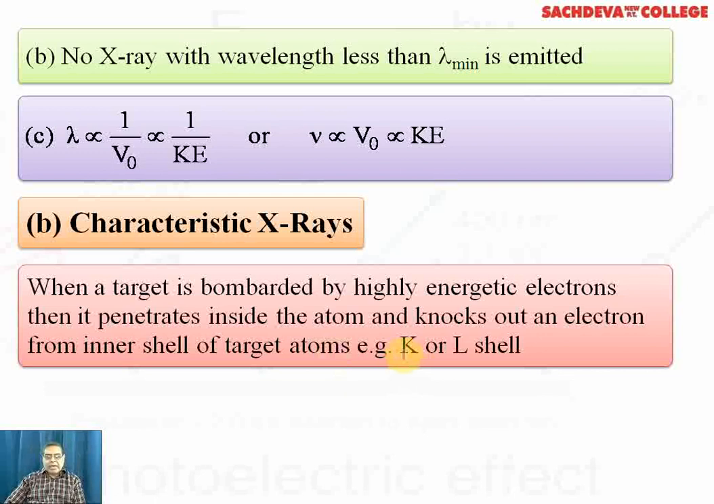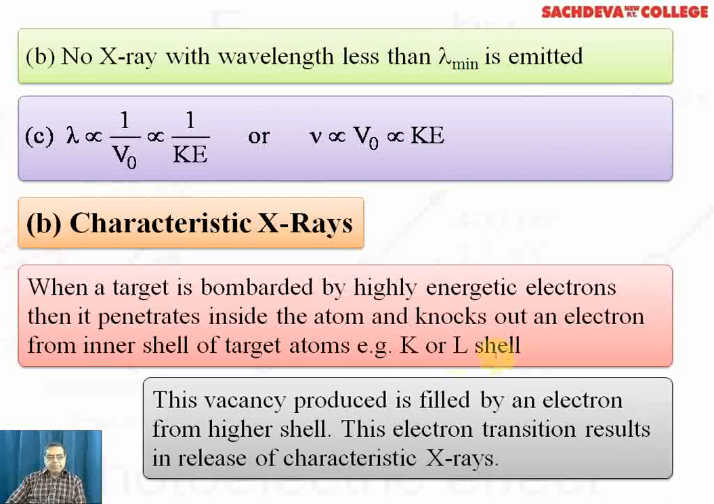It can go up to the K shell, or the L shell or M shell, depending upon the energy of the electron, and the energy of the electron depends upon the voltage. So if we apply a typical high voltage, the electron can penetrate the atom of the target up to the K shell or L shell. So various types of X-rays are given out.